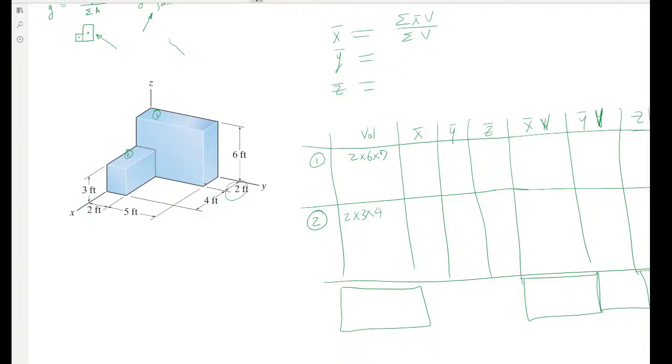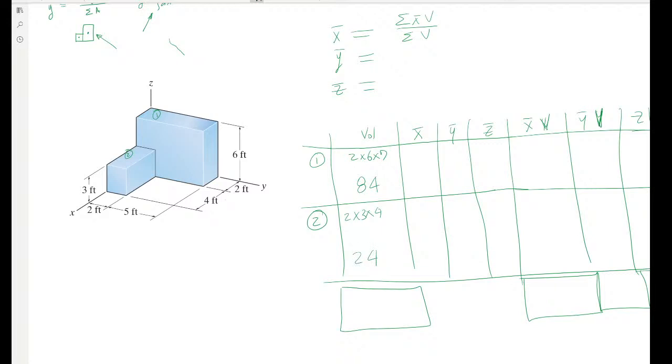First one, 2 wide, 2 this way, 6 this way. What's the dimension that? 7. Okay. I know I've got a fancy calculator on the computer, but 2 times 6 times 7 can be done here. So I get 84. 2 by 3 by 4, 24.